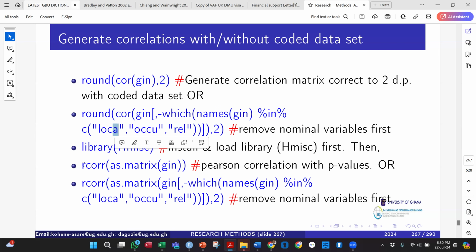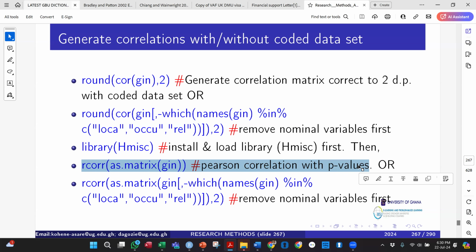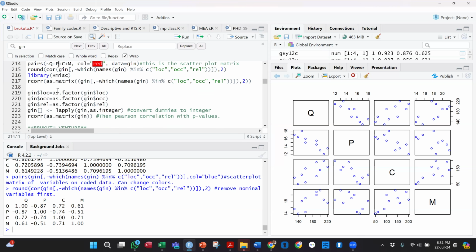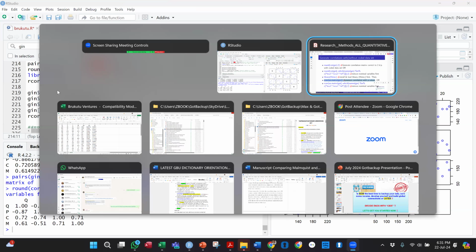You can also generate correlation with p-values. Look at this one. So you are going to generate a correlation matrix, but this time with p-values. That is with significant values telling you whether the relationship is not just negative or positive, but it is statistically significantly negative or statistically significantly positive. Okay. So how do you do that?